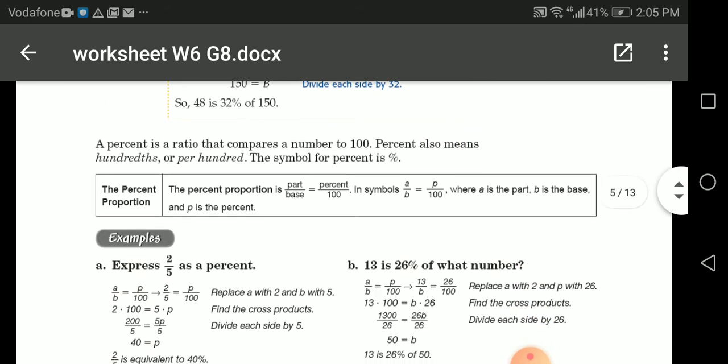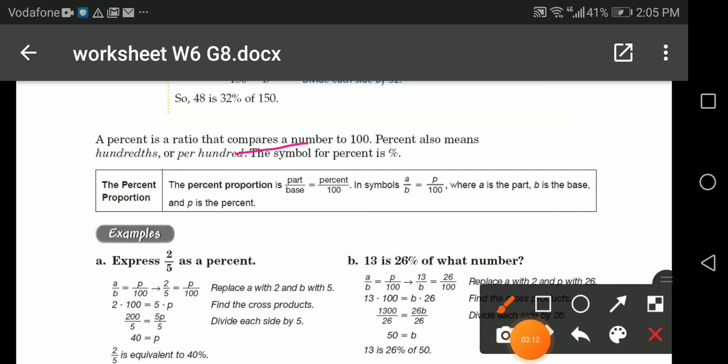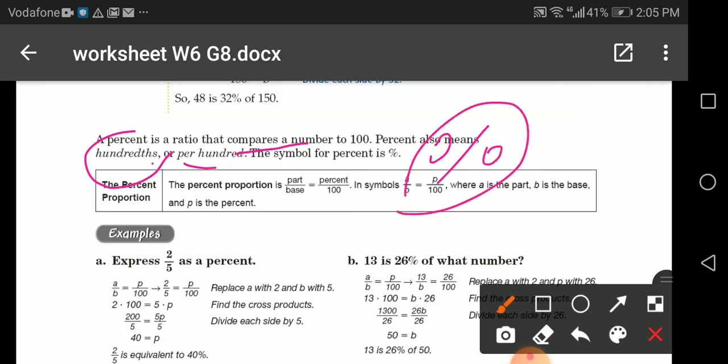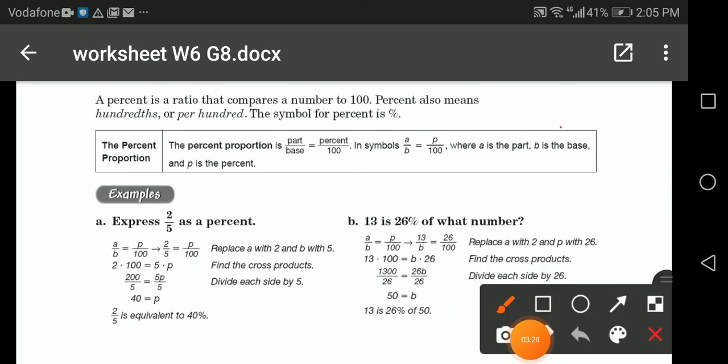A percent is a ratio that compares a number to 100. This is very important sentence to know how can you solve it. Percent also means hundredth with th at the end, per 100. The sample is, of course, here the percent as you see. Okay, remember, this is the rule, guys. Part over base equal percent over 100, as we here solved this.